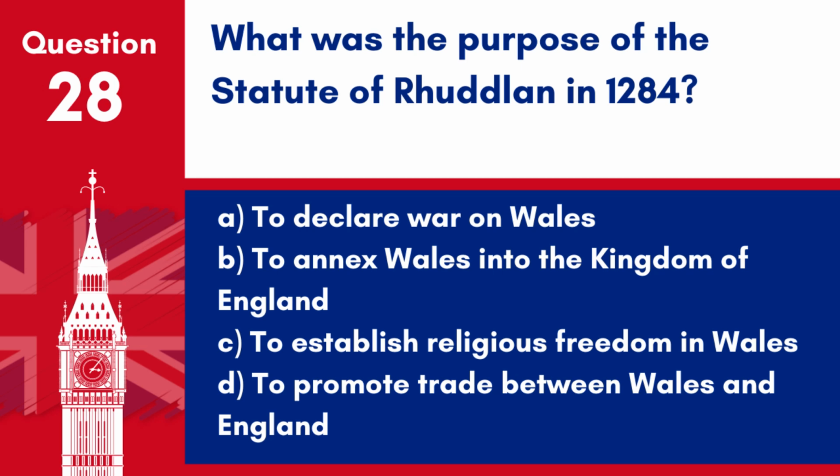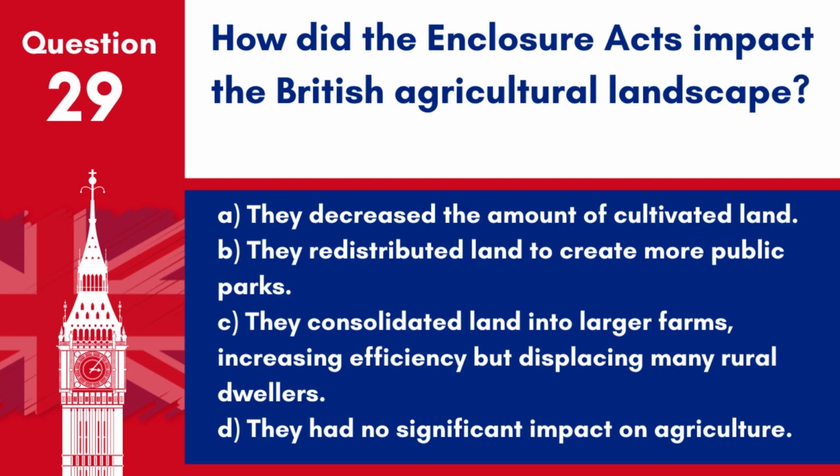A. To declare war on Wales. B. To annex Wales into the Kingdom of England. C. To establish religious freedom in Wales. D. To promote trade between Wales and England. Answer B. To annex Wales into the Kingdom of England. The Statute of Rhuddlan in 1284 was enacted to incorporate the land of Wales into the Kingdom of England, establishing English rule over Wales. Question 29.